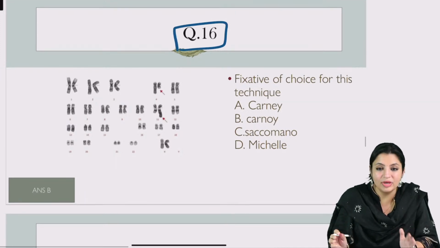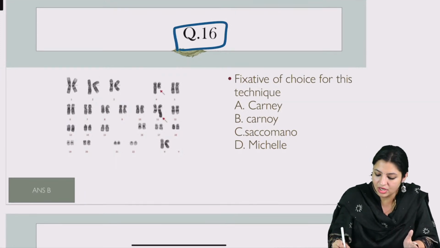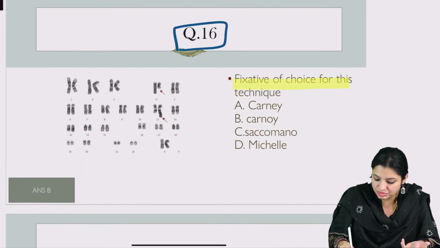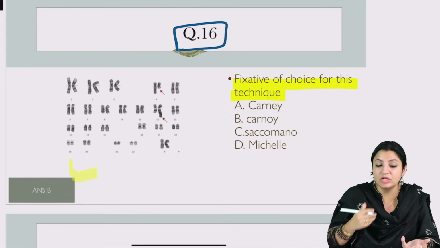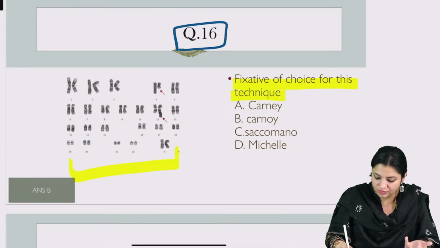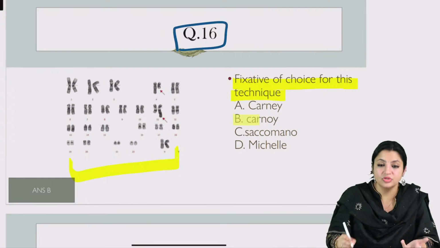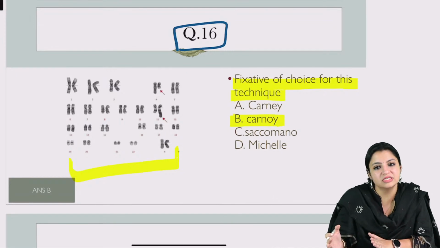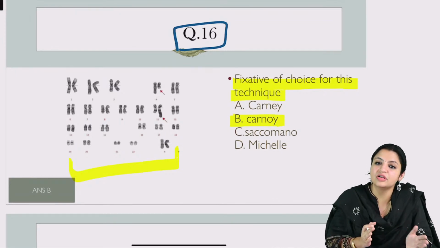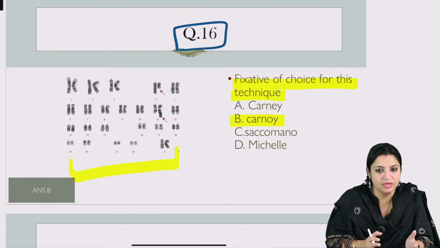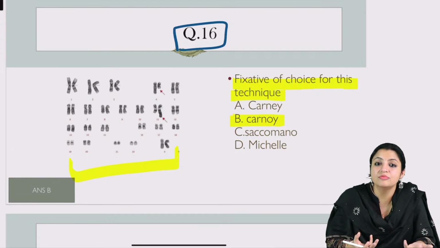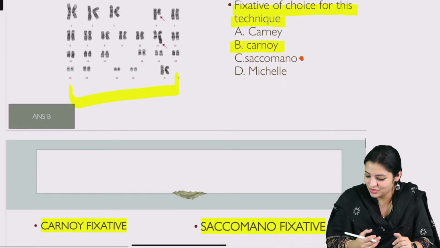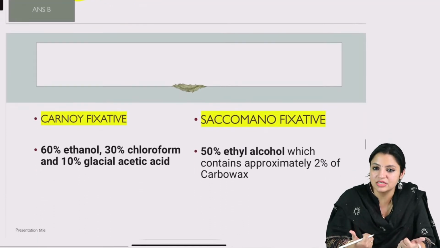If you talk about Saccomanno's fixative, it has 50% ethyl alcohol and it contains 2% Carbowax, and it is a very good fixative for sputum. Okay, so it is sputum and fluid, like pleural fluid if you have to fix. In cytology, if you have to fix pleural fluid, pericardial fluid, or sputums, that is done in Saccomanno fixative, whereas Carnoy's fixative is a fixative for karyotyping. Michel's media is actually a media for immunofluorescence, okay, and Carney is nothing, it's Carney's triad and syndromes which is there, okay, right. So these are the common fixatives that you should remember.